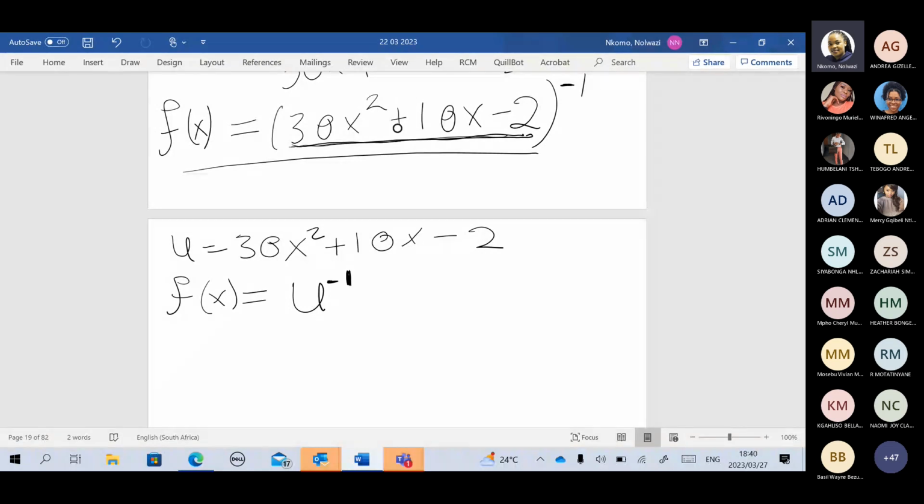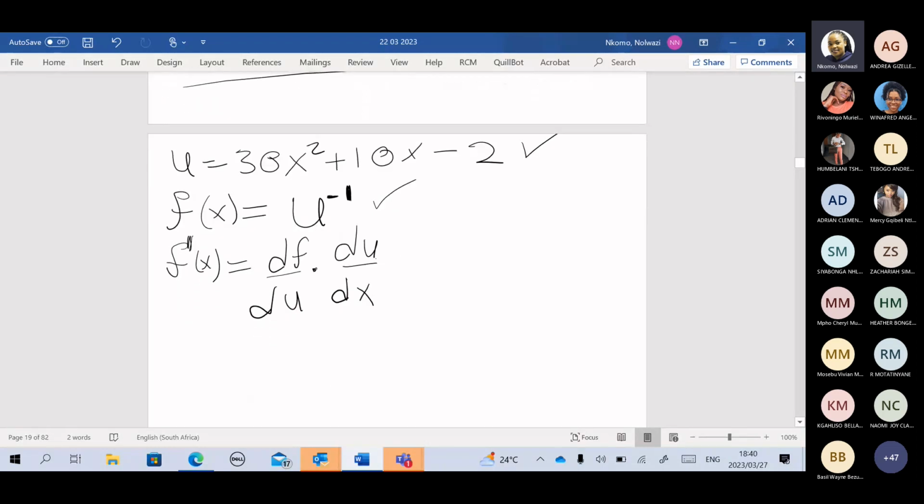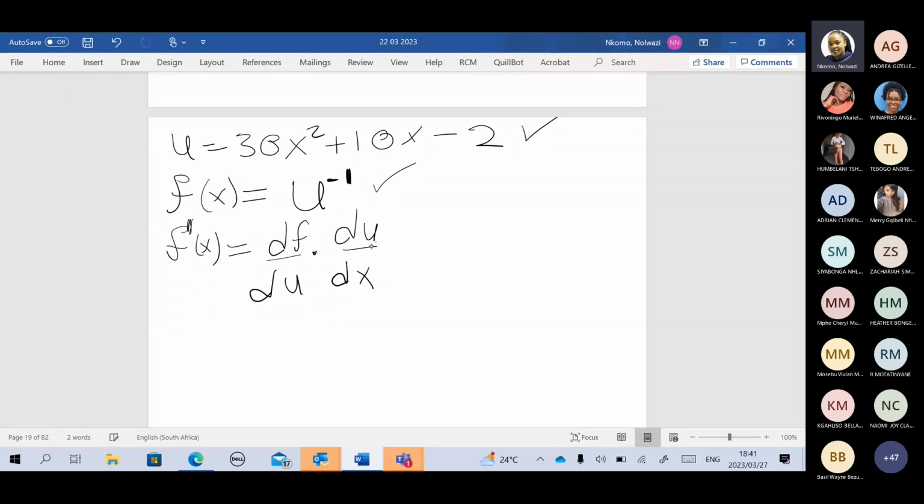After introducing a new variable and writing our function in terms of the new variable, the next step is to use the chain rule. If f of x is given in this form, f prime of x would be the derivative of f with respect to the inner function times the derivative of the inner function with respect to x, right? We have u and f. We don't know the derivative of u and the derivative of f, but for us to find f prime of x, we need the derivative of f with respect to u times the derivative of u with respect to x, right? We can now use our rules to find these two.